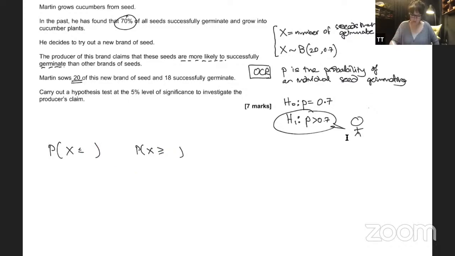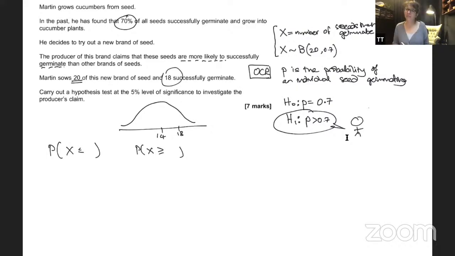Okay, so how many are we expecting to germinate? Let's go n times p. We're expecting 70% of 20. 14. Oh, that's why you said 14, Shania. Yes, we're expecting 14. Correct. How many actually germinated? Oh, 18.